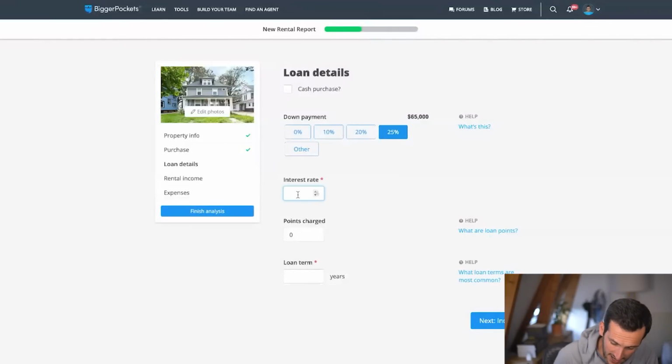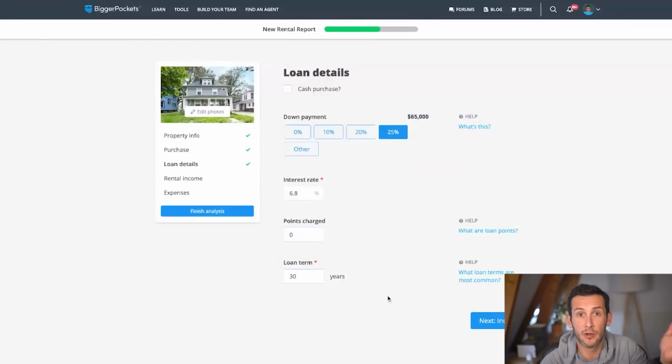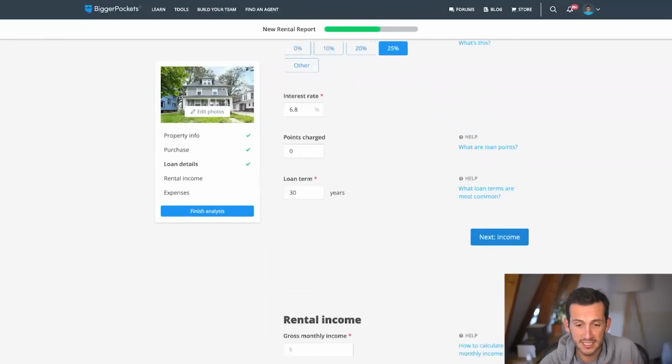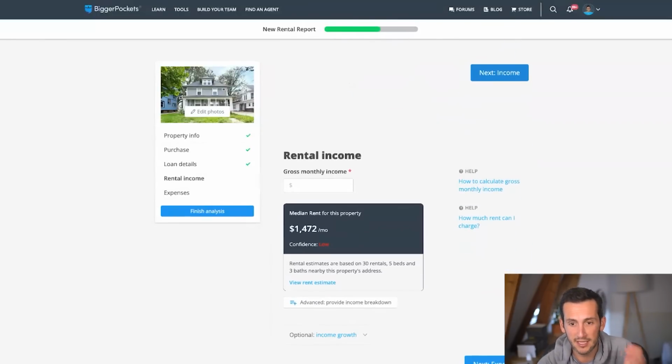Interest rates right now, as of this recording, are pretty high. They're about 6.8%, so I'm going to use that. Points charged, I'm not going to do that. And I'm going to use a 30-year fixed rate mortgage. Obviously, if you want to use a different mortgage, you can do that. Next, moving on. I'm already moving pretty quickly through this. You can see how easy it is to analyze these deals.